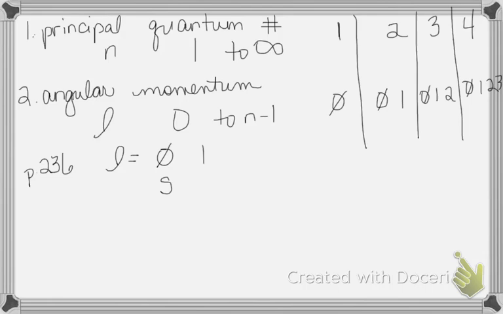If L is equal to 1, that corresponds to a P shape. The P's are in the middle of 237. It kind of looks like a dumbbell. Do y'all see that?